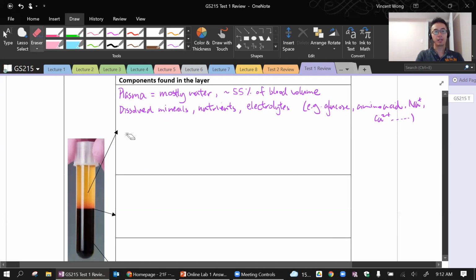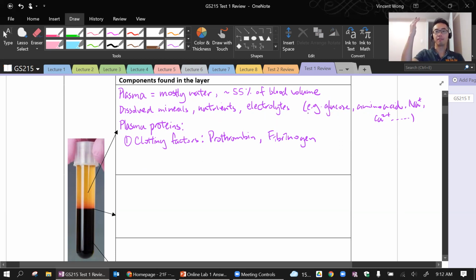And then what else do we have? Well, there are going to be plasma proteins. Okay. So examples of plasma proteins would be things like clotting factors. We know what they are now, right? Clotting factors. There are the fibrin, the prothrombin, the fibrinogen, and you should definitely know that pathway, right? Of how one activates the other. And there will be a question like that on the test.